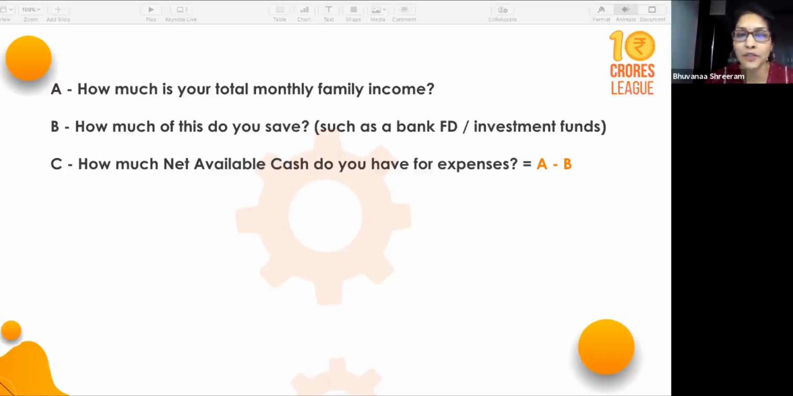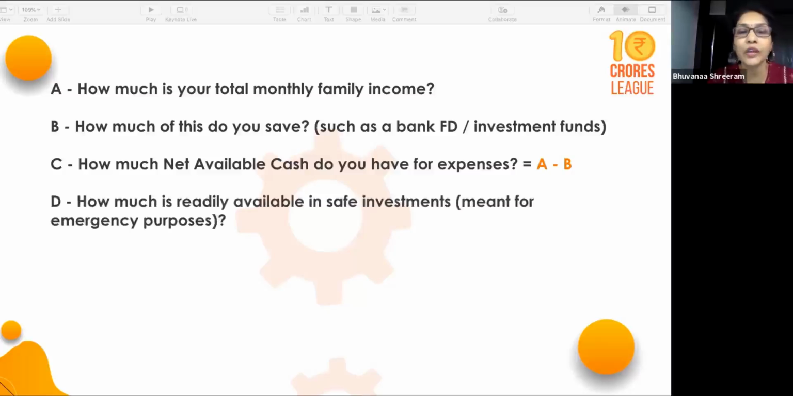How much net available cash do you have for expenses, or how much do you spend on a monthly basis? If you've done the budgets, you probably have a number very close to reality, but if not, do some kind of a guess, but start somewhere. It's okay even if it's a guess.